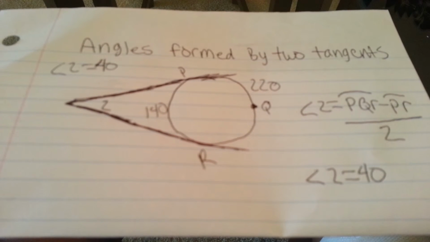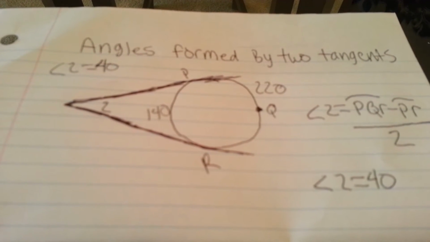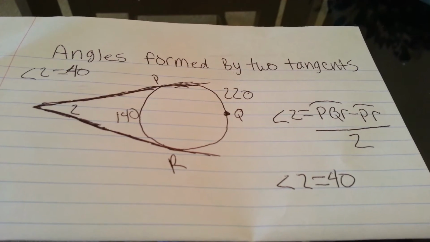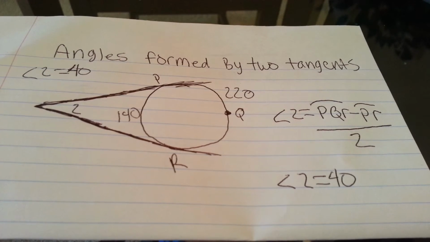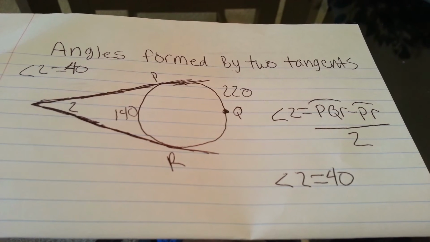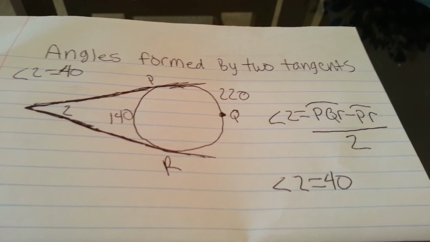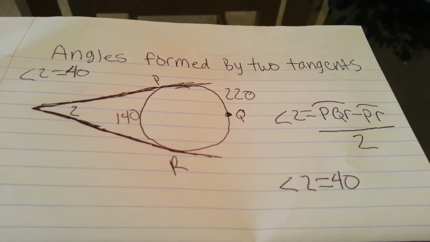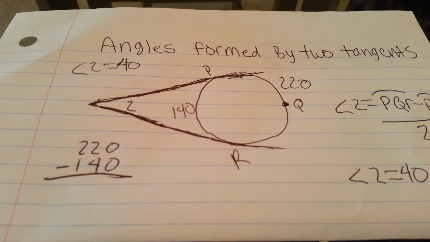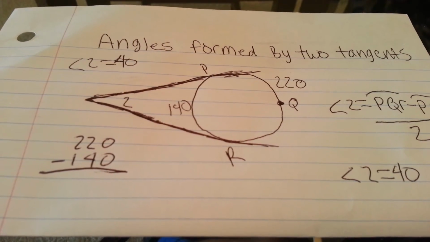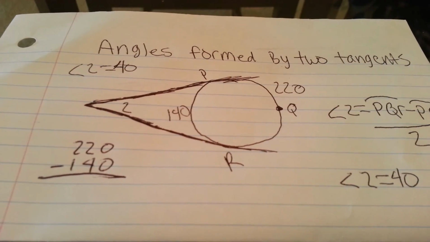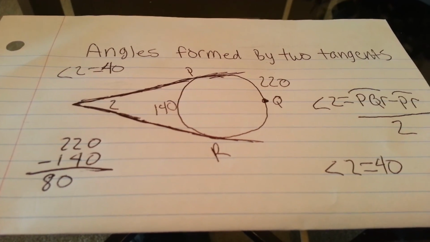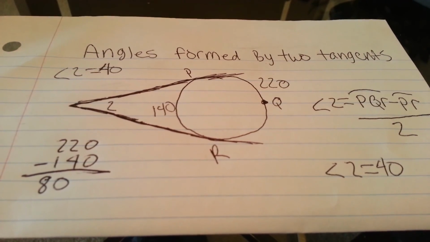And the last part we'll be learning about today is angles formed by 2 tangents. So in this problem, you'll need to find the arc measure of PQR, which is 220, and subtract it from the arc measure PR, which is 140 degrees. And if you subtract 220 minus 140, you should get 80. And once you get 80, you need to divide that number by 2 to get the correct answer, which is 40.